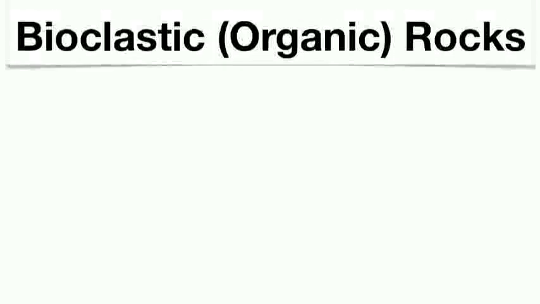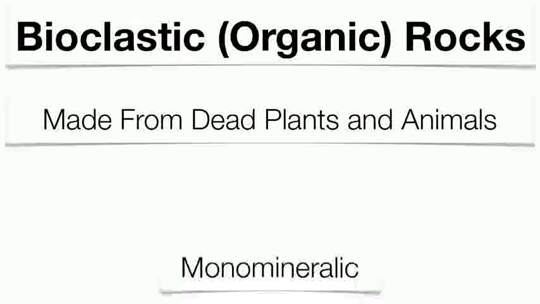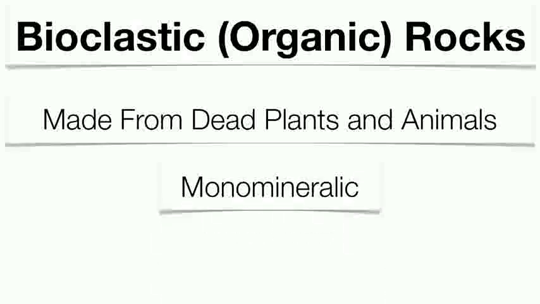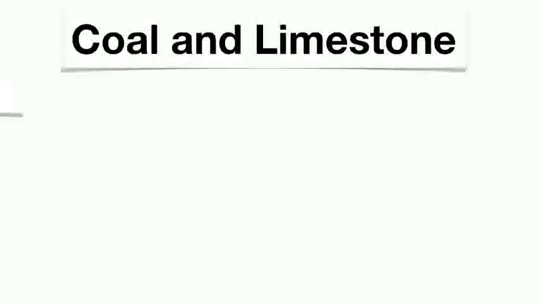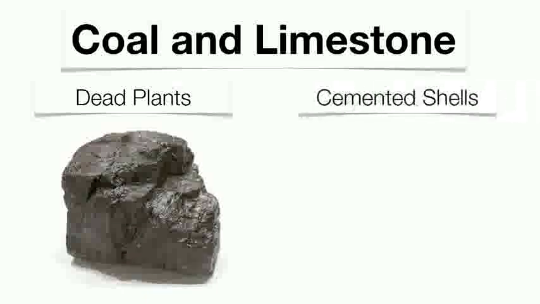So the last type of sedimentary rock that we have is what we call bioclastic, or your organic rocks. And these can be made from dead plants and animals. Okay, these also tend to be monomineralic as well. Now, the two rocks that you really need to know are coal, which is made up of dead plants, and limestone, which is made up of cemented shells.